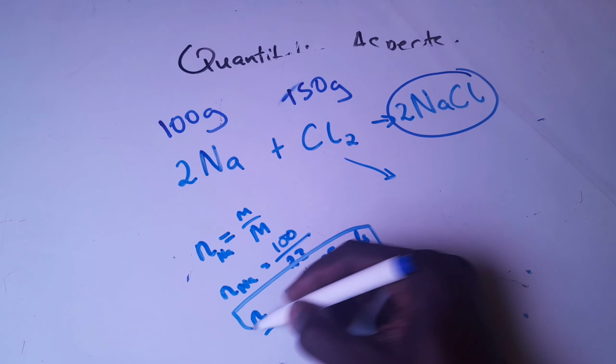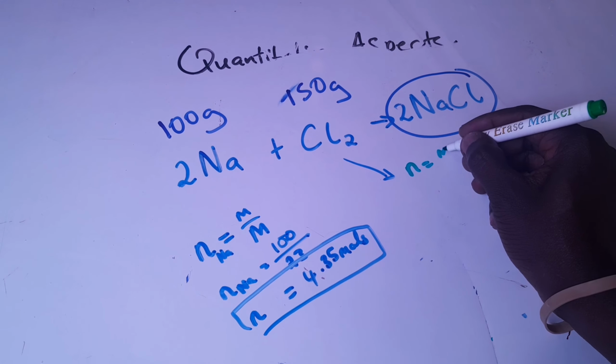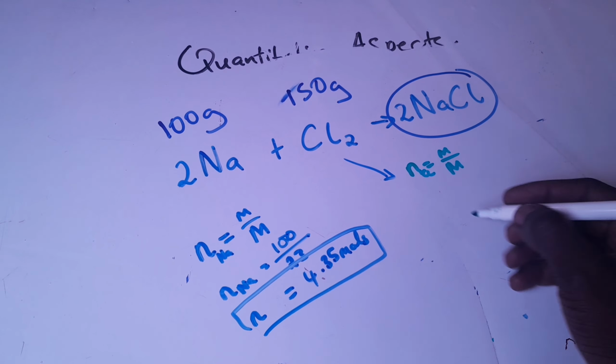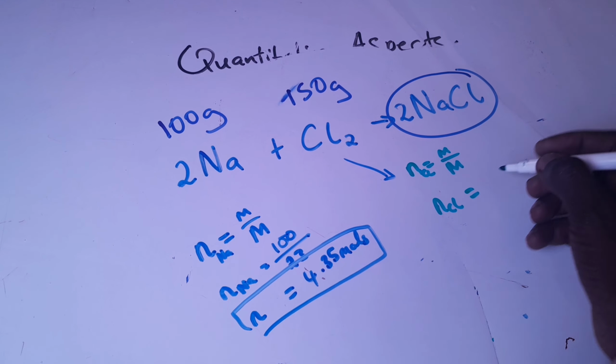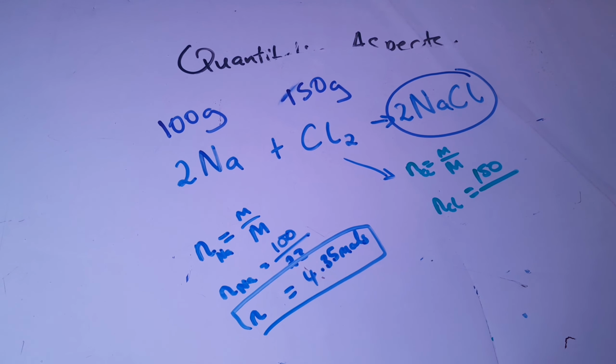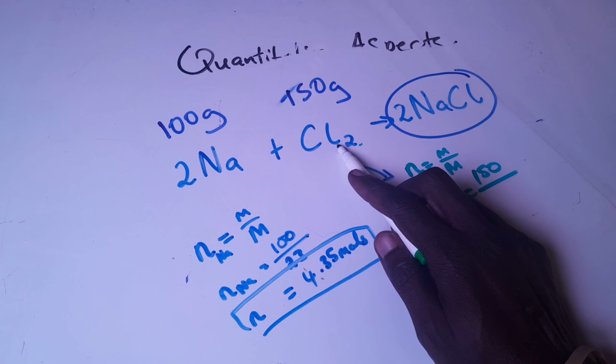What about chlorine now? Let's do the same, right? We can find the number of moles of chlorine. How to find the number of moles? Still number of moles is equal to mass over molar mass. And this is chlorine. So the number of moles of chlorine equals, what is the mass? 150. What is the molar mass of chlorine? 35.5. But now these two matter, right? We're going to include them in finding the molar mass of this.